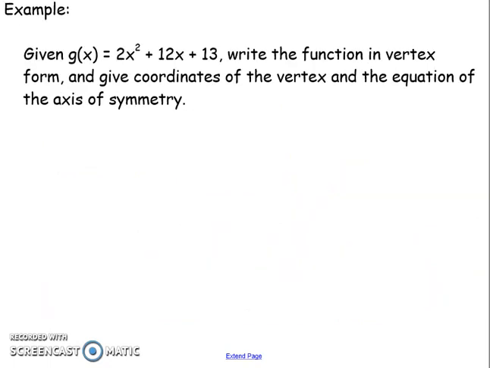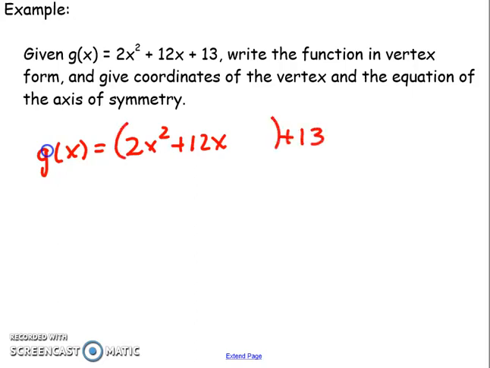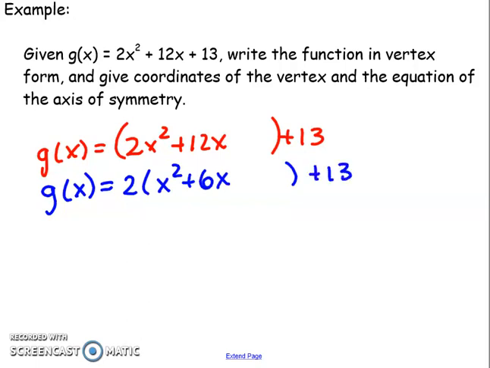Okay, now here, we again do the same process. We take the 2x squared and the 12x, and we separate it from the 13. But now the a value is not 1. So we have to take that a value out of the a term and the b term. So we're going to factor out the 2, make it x squared plus 6x. And we're not taking it out of the 13 because that's outside the parenthesis. So now we can complete the square on the 6. So 6 divided by 2 gives me 3. We square it, we get 9.